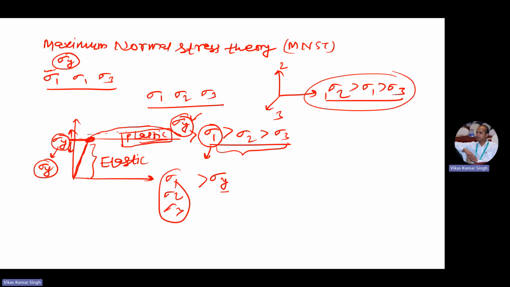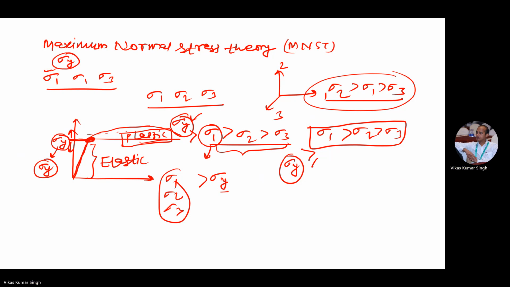So this is called the maximum normal stress theory. For sigma 1, sigma 2, and sigma 3, all of them should be less than or equal to sigma y for safety. Okay. So sigma 1, sigma 2, and sigma 3 are the principal stresses, and suppose all these three are there.